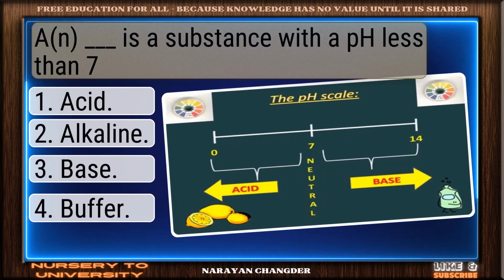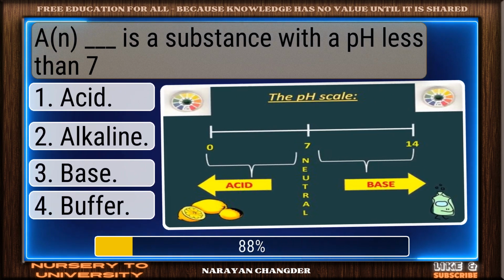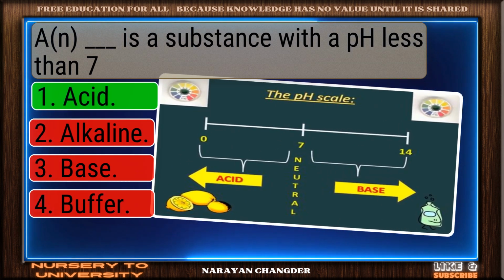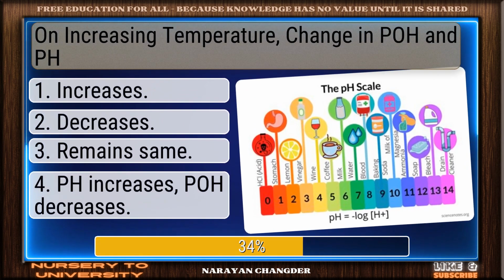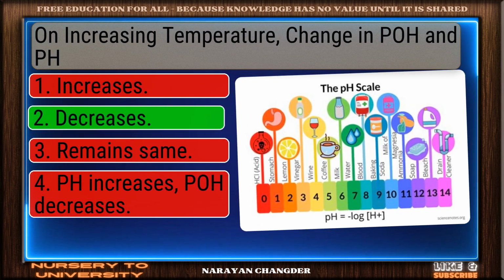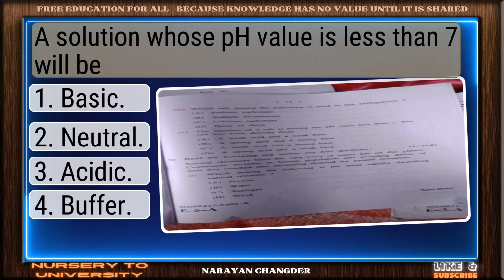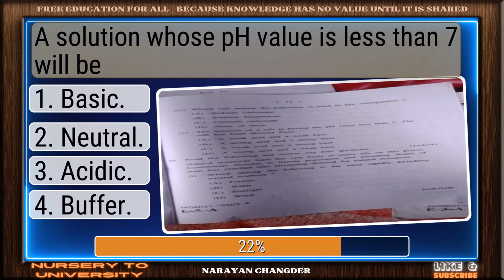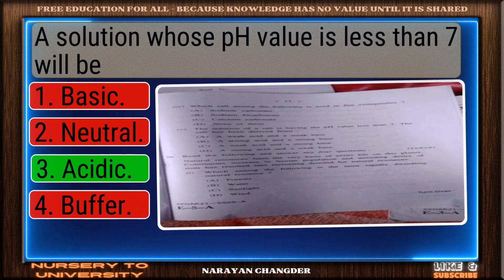A dash is a substance with a pH less than 7. Excellent choice. Acid is the right answer. On increasing temperature, change in pOH and pH. Strong choice. Decreases is the right answer. A solution whose pH value is less than 7 will be. On track. Acidic is the correct answer.